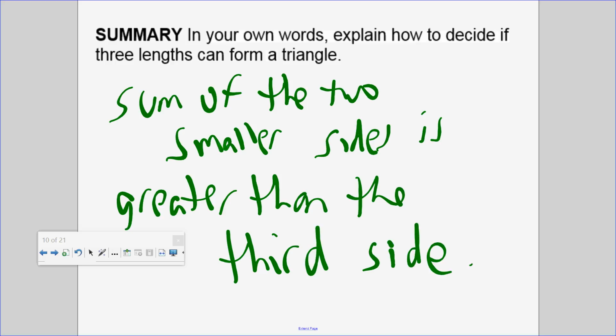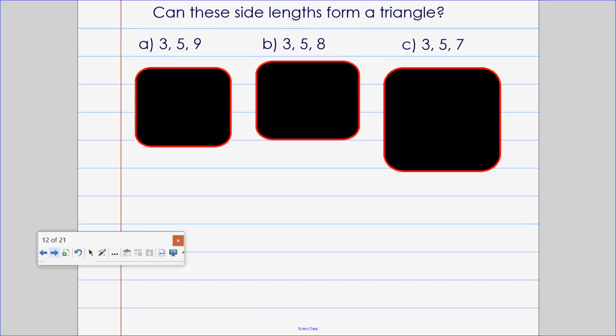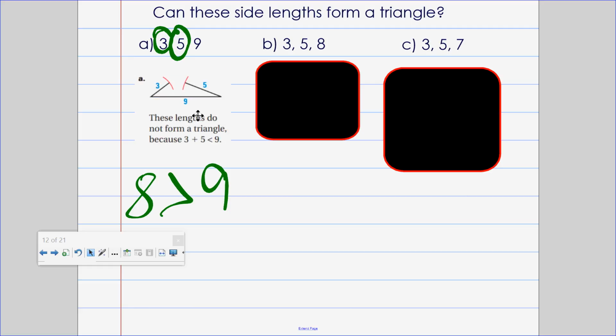So let's practice on some of these examples. So 3, 5, and 9. Will that form a triangle or not? If you take out the pieces from your angled legs, you'll see it is not possible. Mathematically, if I circle the two sides, what is the sum of that? 8. Is that greater than 9? No, that does not form a triangle.